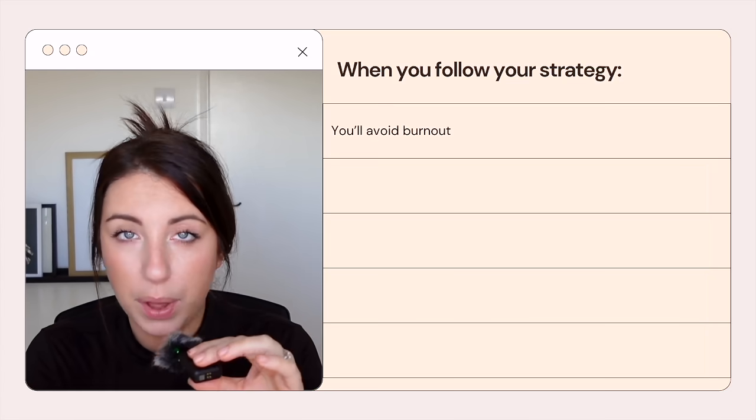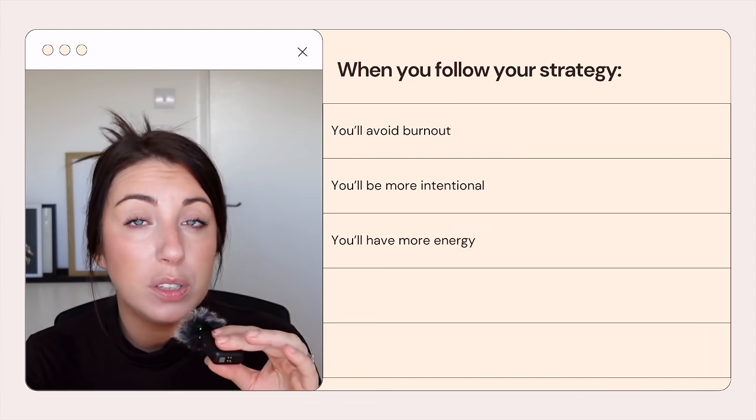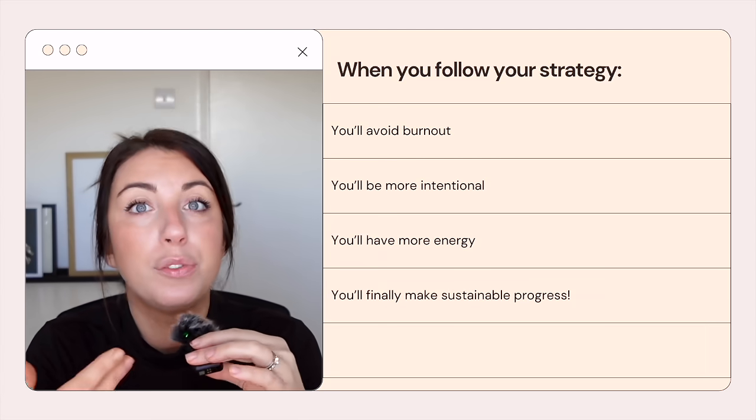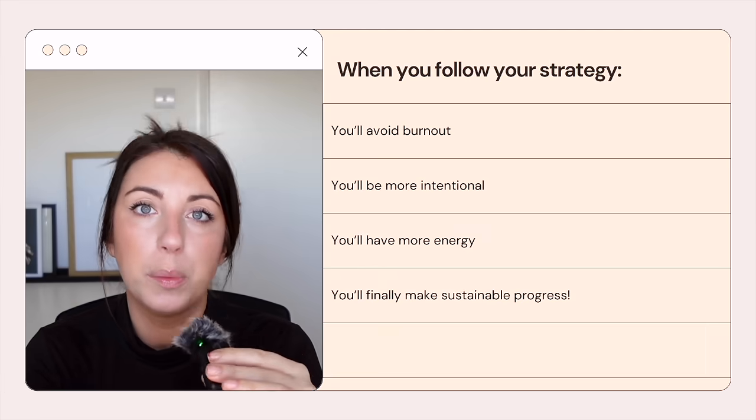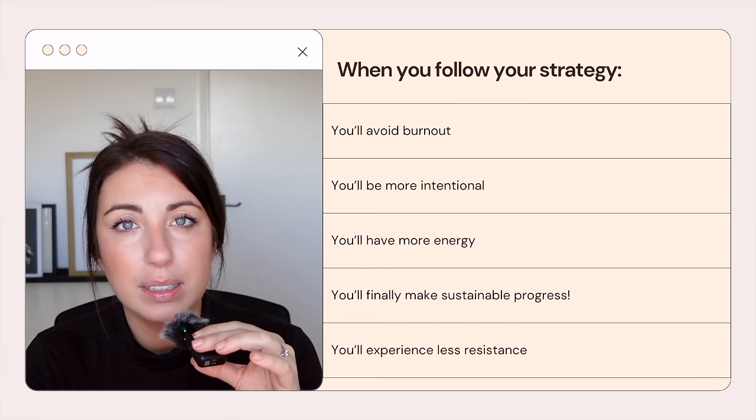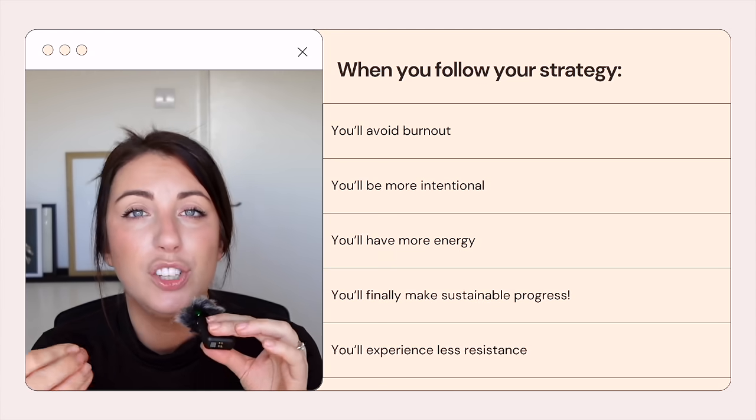You're going to avoid burnout. You're going to be more intentional. You'll have more energy because you'll be using your energy on the right things. You'll feel like you're making progress. You'll feel like you're moving forward instead of always feeling like you're taking 1 step forward and 3 steps back. And you'll experience less resistance. The things that are meant for you will come to you with so much more ease and enjoyment.